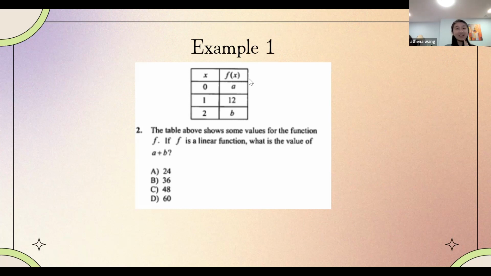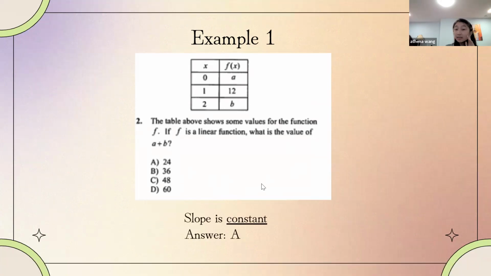Okay, perfect. All of the answers that I saw were correct. Okay, the answer was A. So, if you did not have this answer, just use the slope is constant. So I will model it for you.